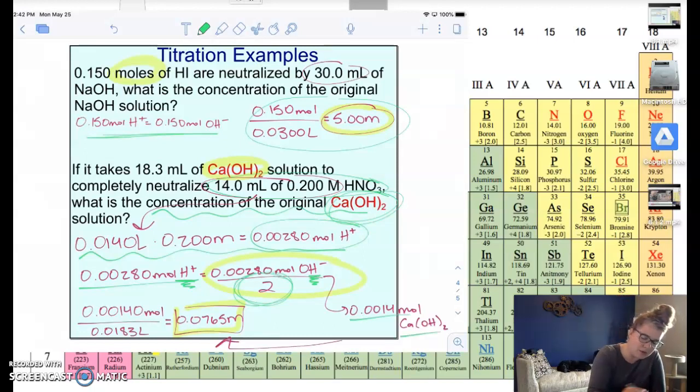So it's important to note the difference between hydroxide and, in this case, calcium hydroxide. So I divided it by 2 to get to the calcium hydroxide, and then I could go back and solve for that original molarity and concentration using the molarity equation.